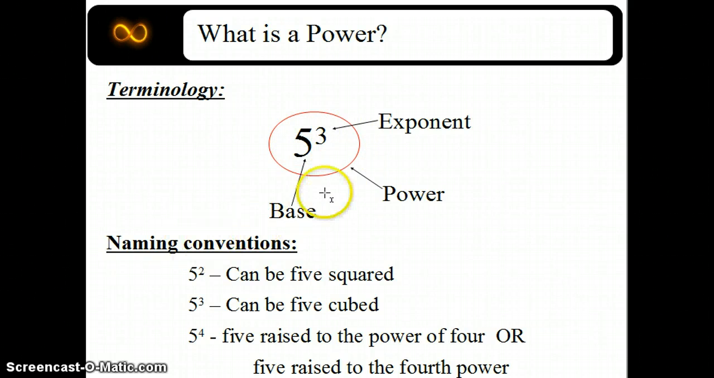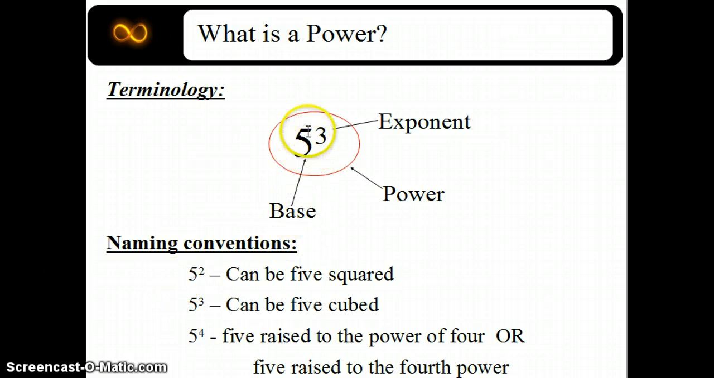We have different naming conventions. This would be 5 to the power of 3, or 5 cubed, or 5 raised to the power of 3. In this example, this could be called 5 squared. This might be called 5 cubed. And this might be called 5 raised to the power of 4, or 5 to the 4th power. Different naming conventions are all correct. It's just whatever is more comfortable for you.